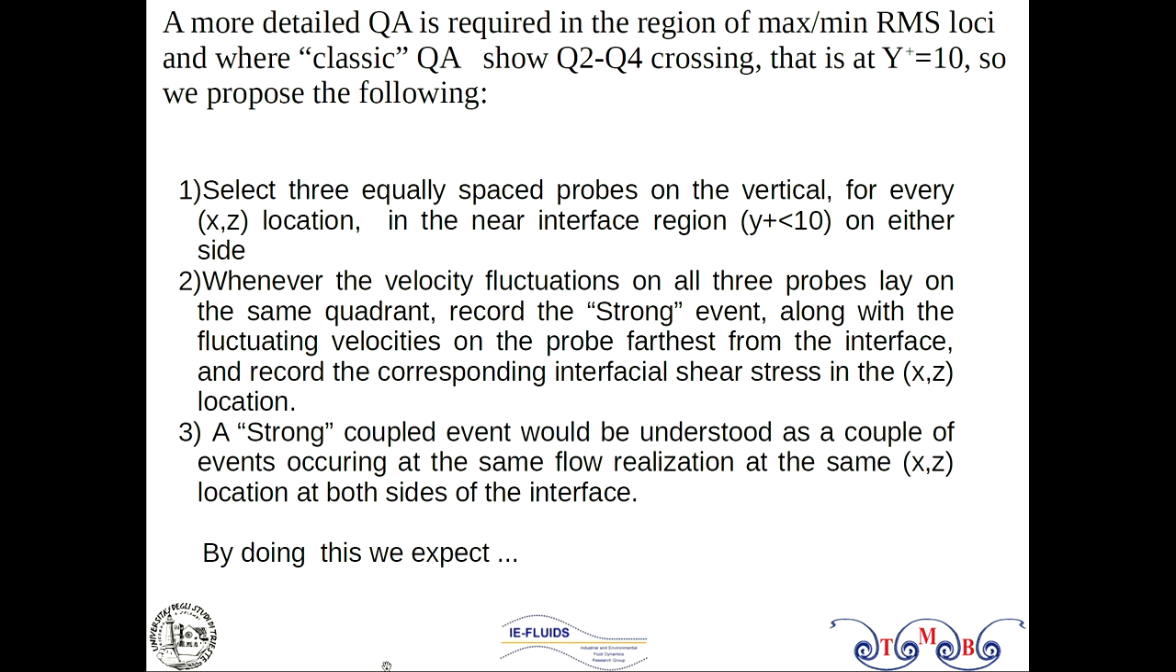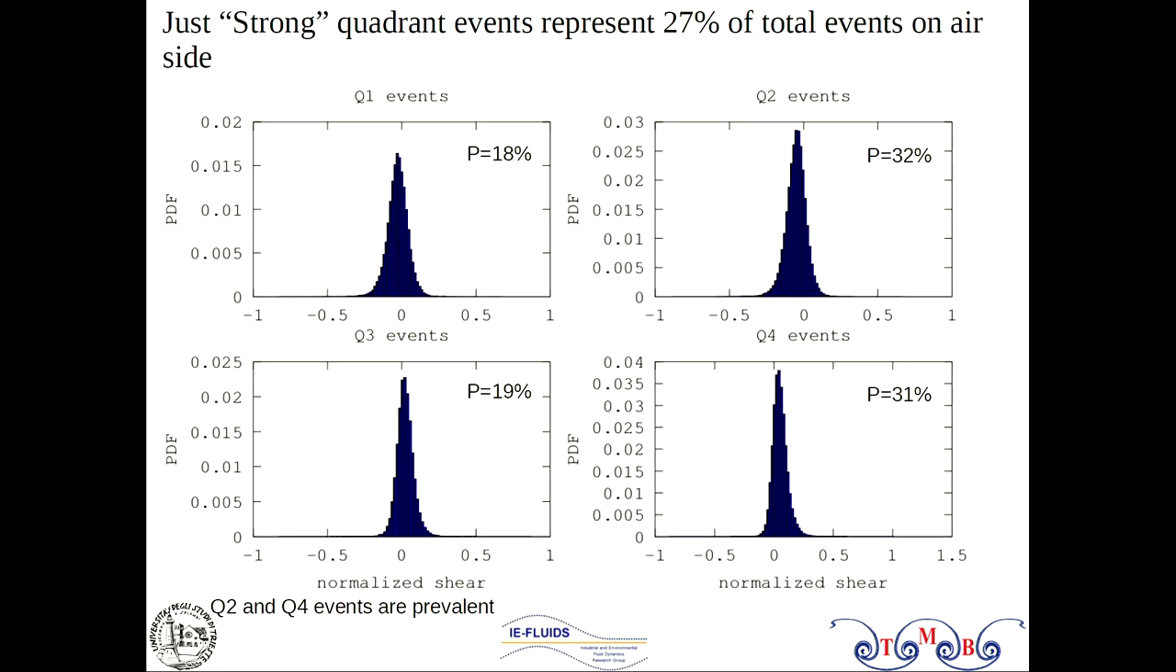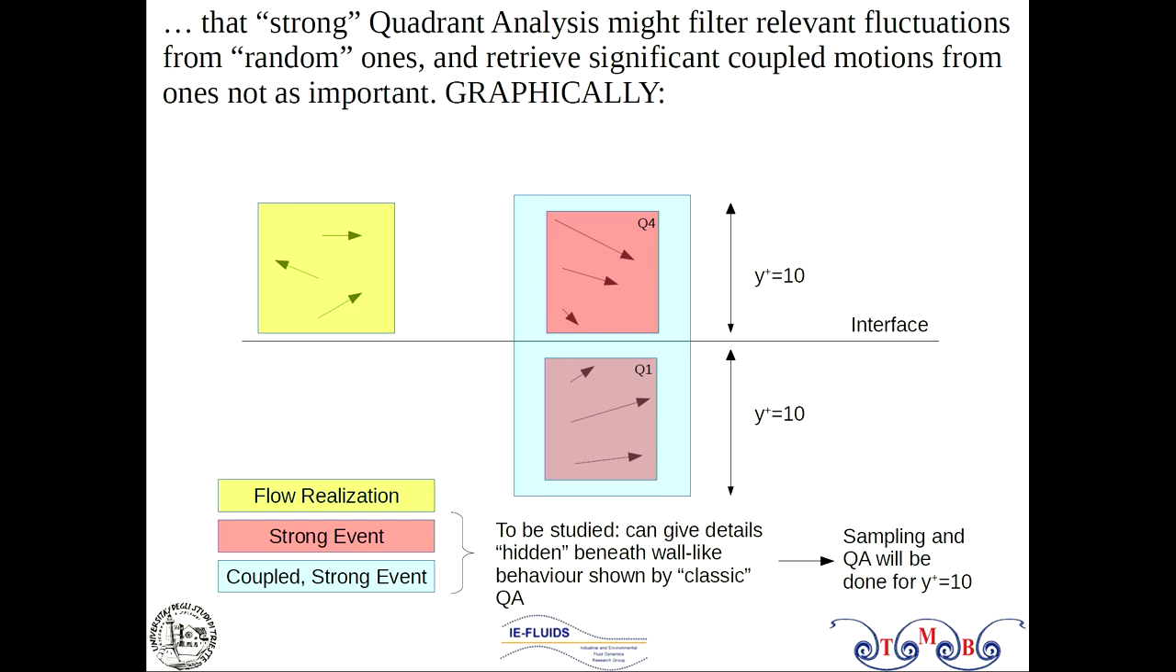And then, after we detect that strong event, we go further and we define what is called a strong coupled event. As I was saying, this is an event, a realization in the flow that is not necessarily strong, which is what you usually take in quadrant analysis. In the strong quadrant analysis, the red box represents a strong event on either side of the interface, and the blue represents a coupled strong event.